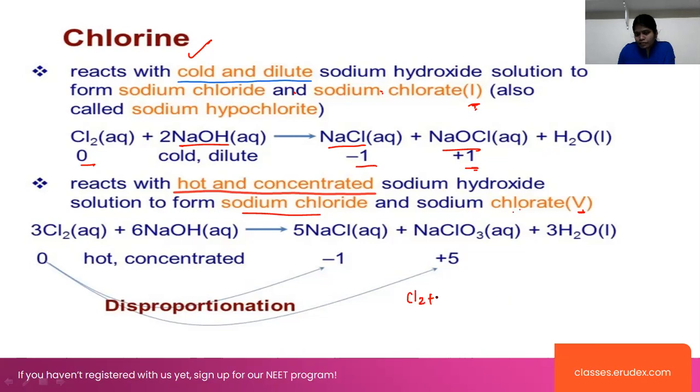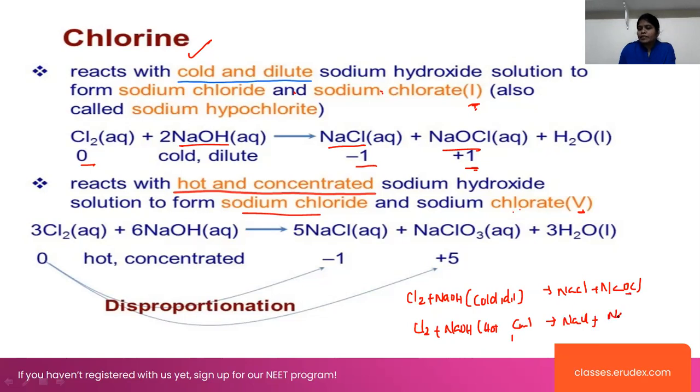So you have to remember that Cl2 reacting with NaOH, cold and dilute, will give you NaCl along with NaOCl. Whenever Cl2 plus NaOH reacts hot and concentrated, the NaCl will be the same, but the oxidation number will be increasing. Just remember that the oxidation number increases when we take hot and concentrated. So this is the example for the disproportionation reaction.